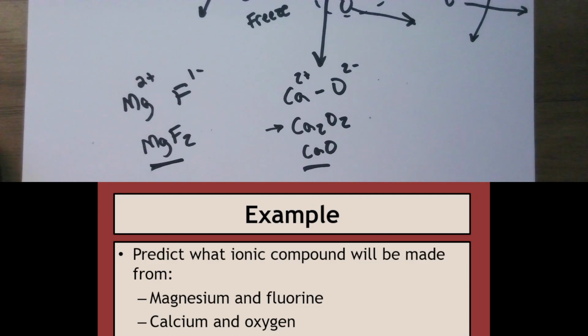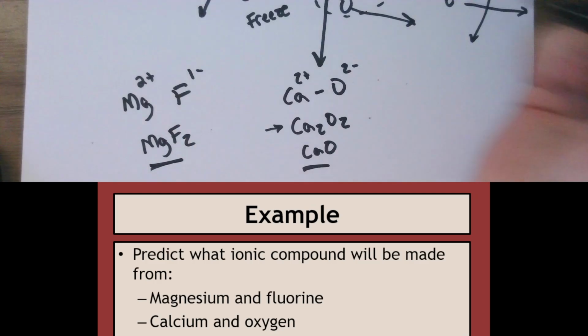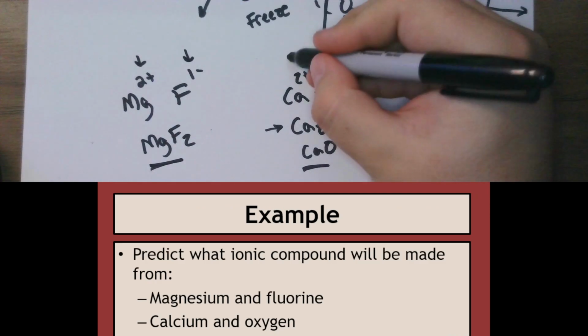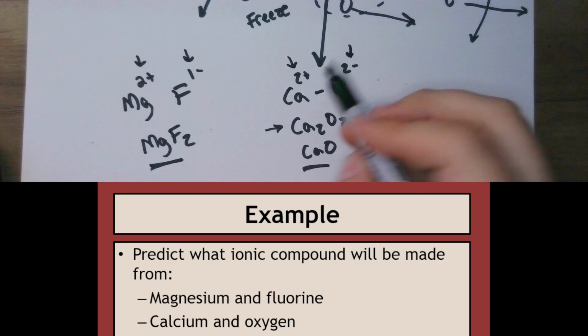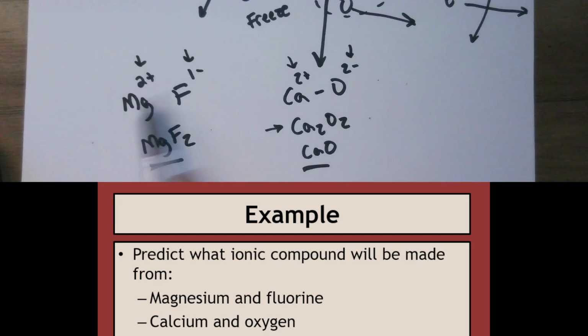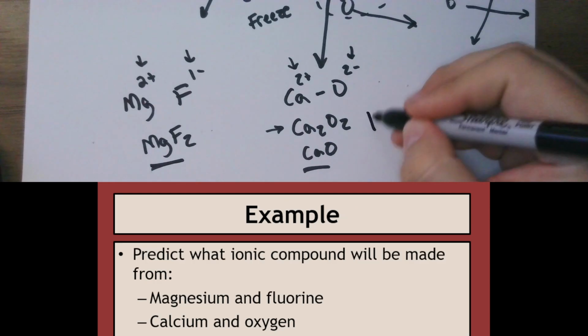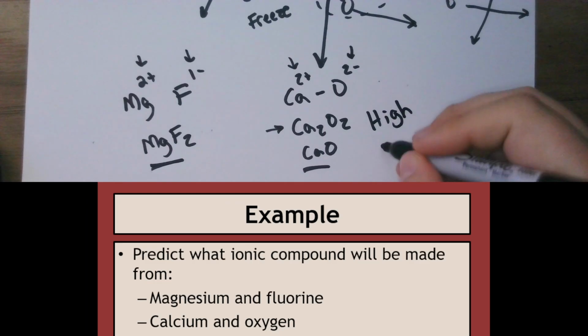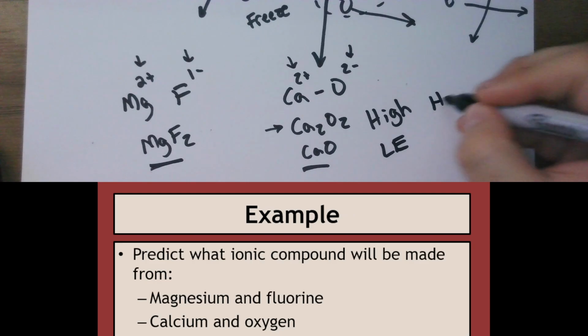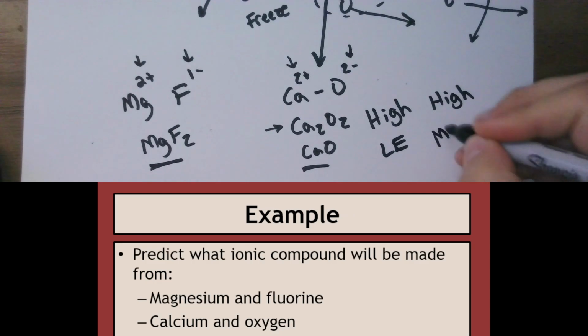Now I want to predict which one will have the higher lattice energy. For that, we just look at what they're made of. MgF2 has a 2+ charge and a 1- charge. CaO has a 2+ and a 2-. These have higher magnitudes. The 2+ charges would be the same, but the 2- is greater than the 1-. So I'd say CaO has a higher lattice energy. And though it didn't ask us, it would also have a higher melting or boiling point.